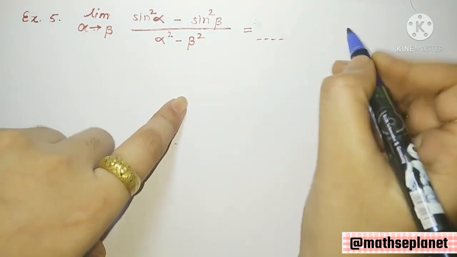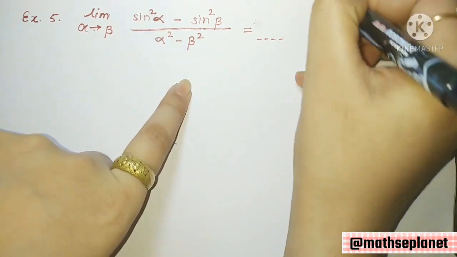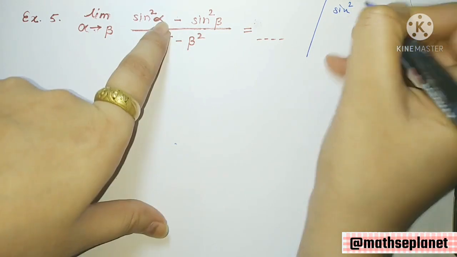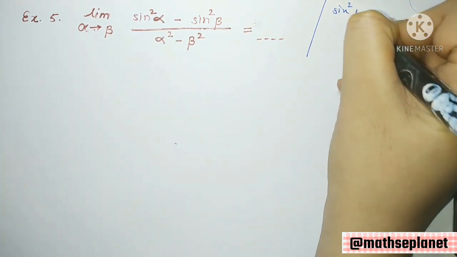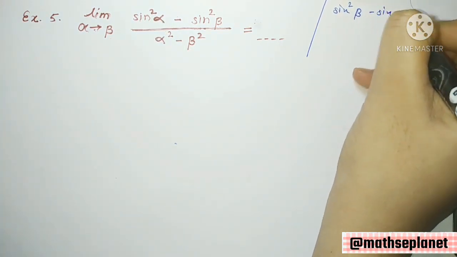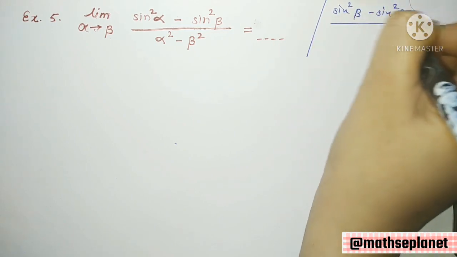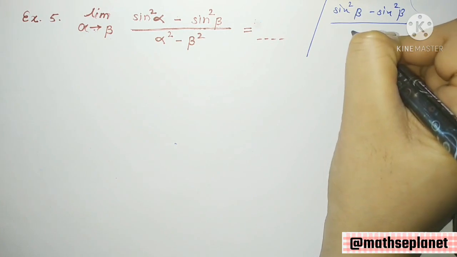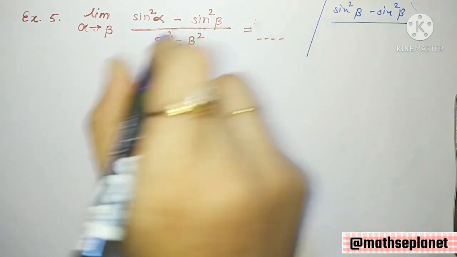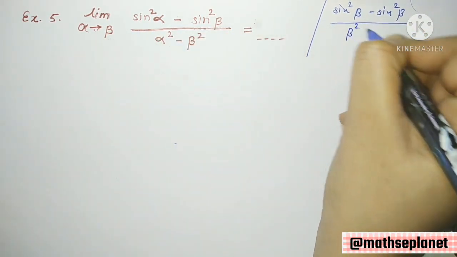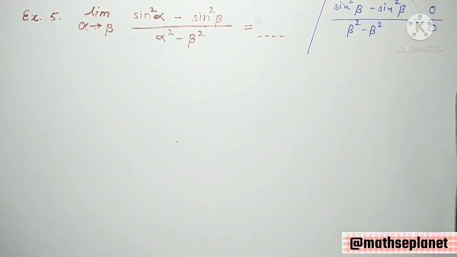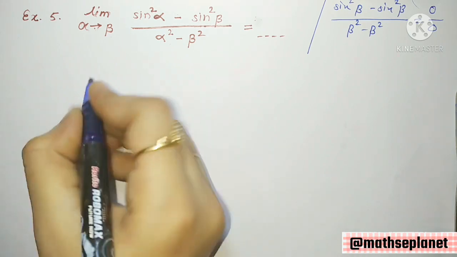So let's check whether we are getting 0 by 0 form or infinity by infinity form. Here in sine square alpha, instead of alpha we write beta, minus sine square beta. So in the numerator we are getting 0, and in the denominator alpha square, instead of alpha we write beta square minus beta square. So here also we are getting 0 by 0 form and hence we can apply L'Hopital's rule here.